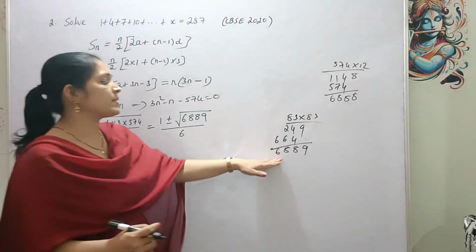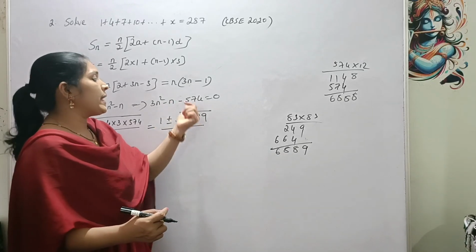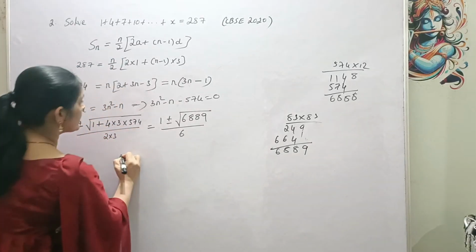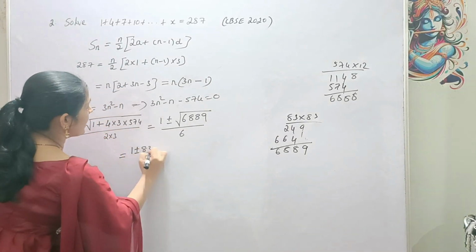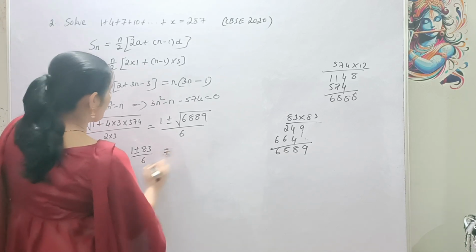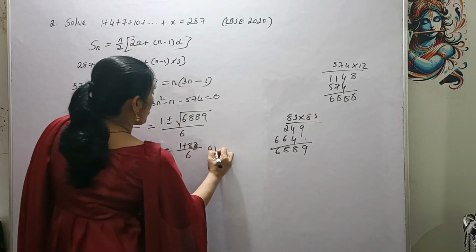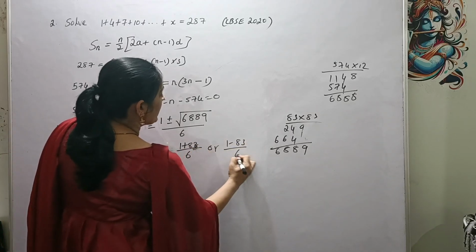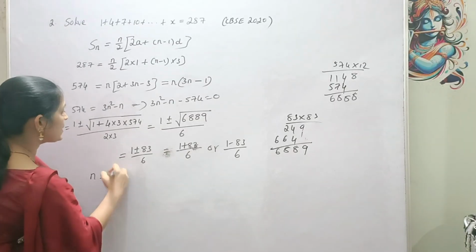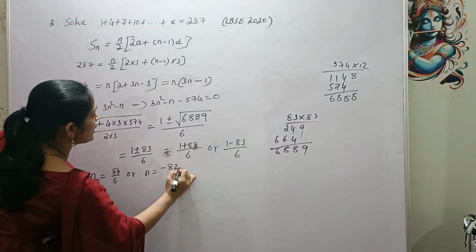We have got 6889. Therefore, the square root of 6889 is 83. That is, n is equal to 1 plus or minus 83 divided by 6. That is, n is equal to 1 plus 83 divided by 6 or 1 minus 83 divided by 6. That is n is equal to 84 by 6 or n is equal to minus 82 by 6.